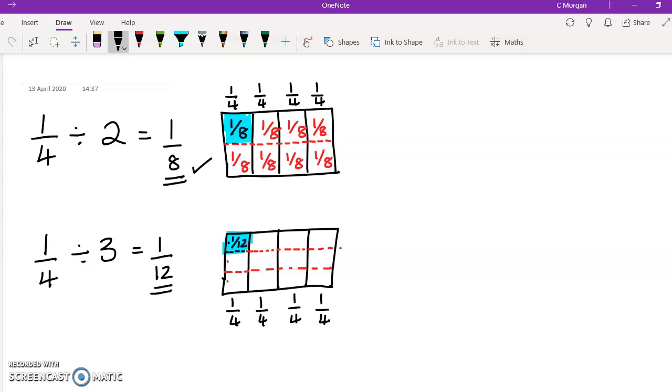I'm going to ask you to do the next one. And the next one is 1/2 divided by 5. You can pause the video, have a go yourself, and I'll reveal the answer.